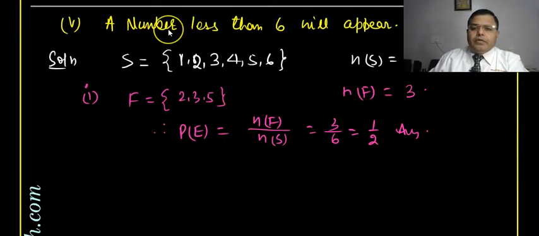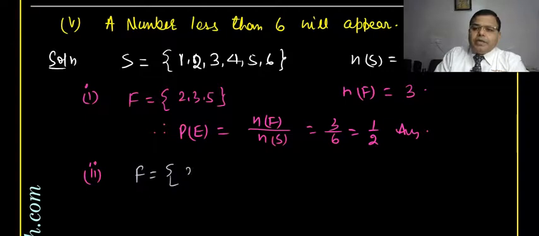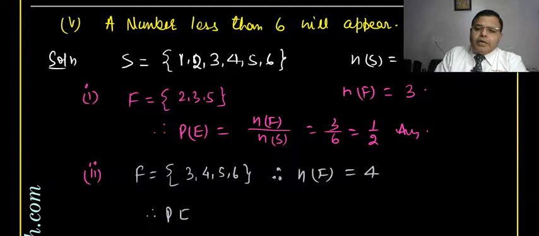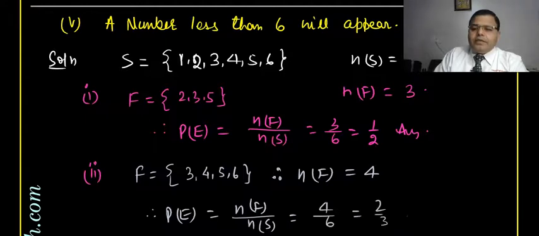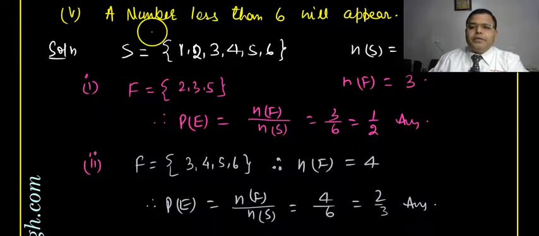Now the second part, a number greater than or equal to 3 will appear. In that case, the favorable cases will be greater than or equal to 3. It means 3, 4, 5, 6. Therefore the number of favorable outcomes is 4, and hence the probability of an event is NF by NS, that is 4 by 6. That is 2 by 3, which will be the answer.